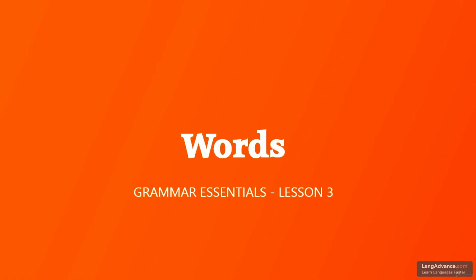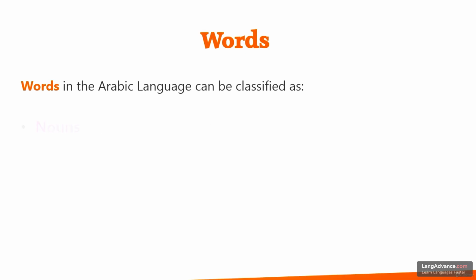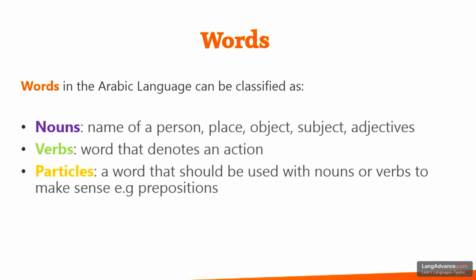Words. Lesson 3. Words in the Arabic language are classified into nouns, verbs, and particles. So all words in the Arabic language will be classified into one of these three categories. Nouns can be the name of a person, a place, an object, a subject, or adjectives. So note that in the Arabic language, adjectives are considered nouns. But in the English language, adjectives are a different category of words. Verbs are words that denote an action. Particles are words that should be used with nouns or verbs to make sense.